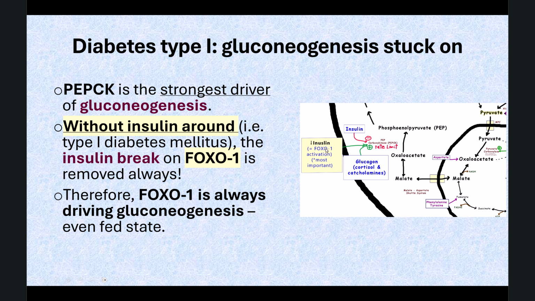And what it does is it goes into the nucleus. It's a transcription factor, and it makes that gene transcribe a whole bunch of PEPCK, more than normal, and that's going to drive gluconeogenesis very strongly.